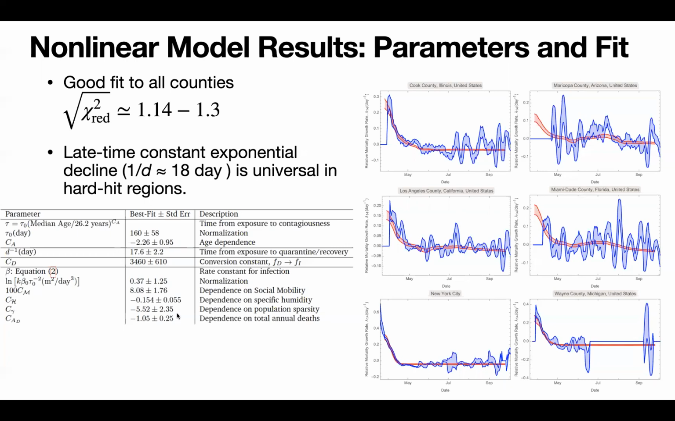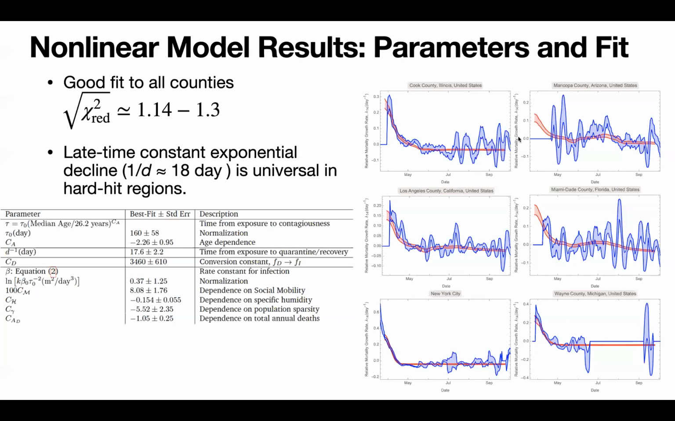So we find this model that fits all the data. The reduced chi-squared is somewhere between 1 or 2, depending on exactly how we do this. On the right, I have some examples of what we get for the epidemic growth. This is Chicago, Phoenix, Arizona, Los Angeles, Miami, New York City, and then Detroit, Michigan. The red is the best fit model that comes from these universal parameters. As I said, there are 2,500 counties, 10 to the 5 data points, but only about 10 parameters. And this is how well it fits.